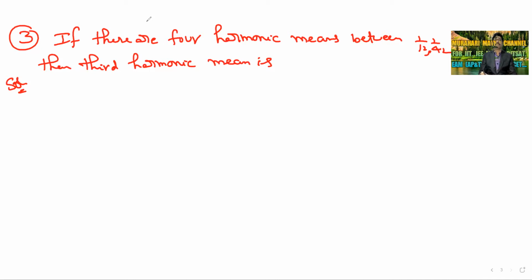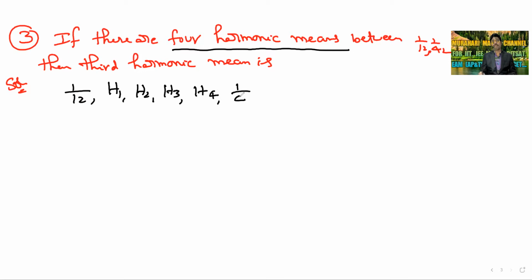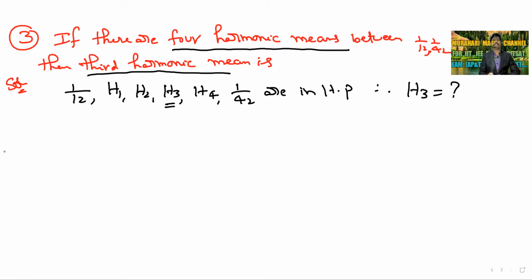So what is given? There are 4 harmonic means between 1/12 and 1/42. Let us take H1, H2, H3, H4 and 1/42 in harmonic progression. But our target is the third harmonic mean. So H3 is our target.